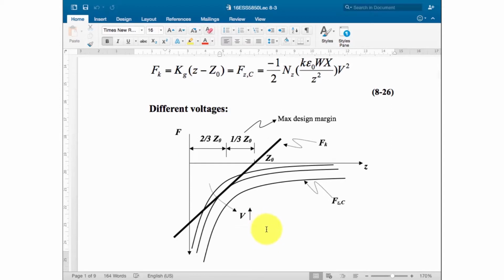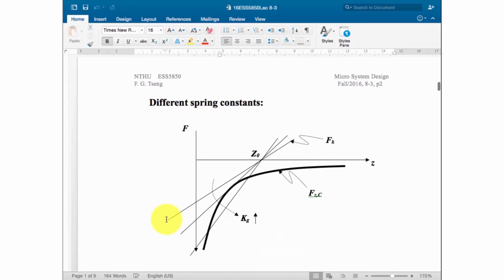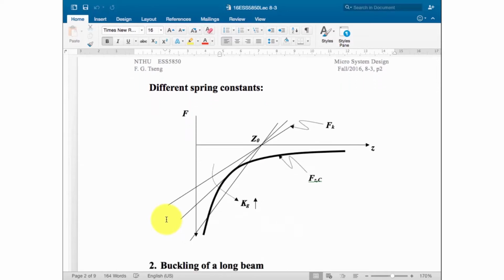This curve shows you, if we change the voltage of the electrostatic force, what kind of interaction you will have. Another thing you can consider is that you want to design the spring to fit into your system. If you already have one kind of driving force, and this driving force has been set and you cannot change it, then you have only one curve for the electrostatic force. So now you want to change the spring constant of the spring, and try to make the situation optimized.